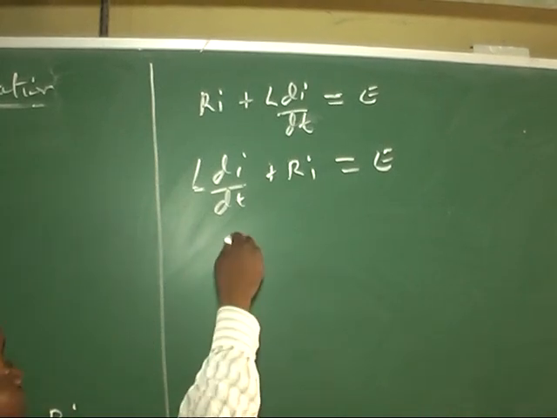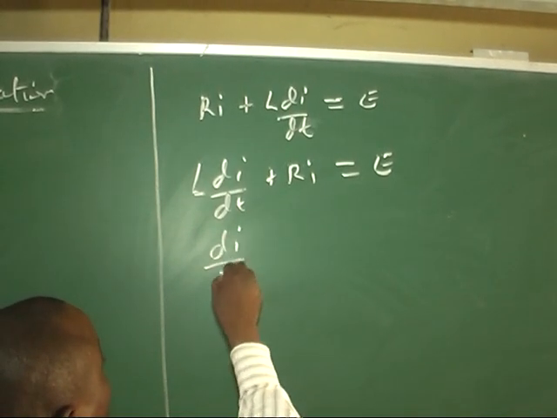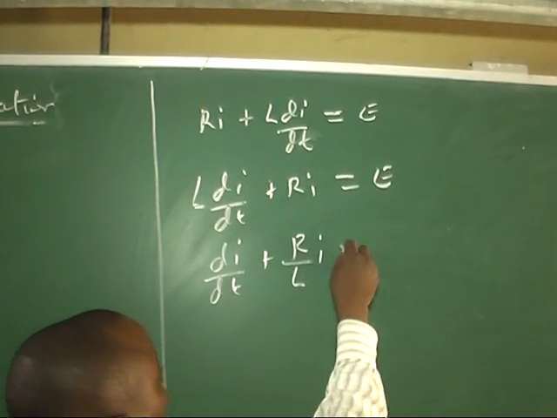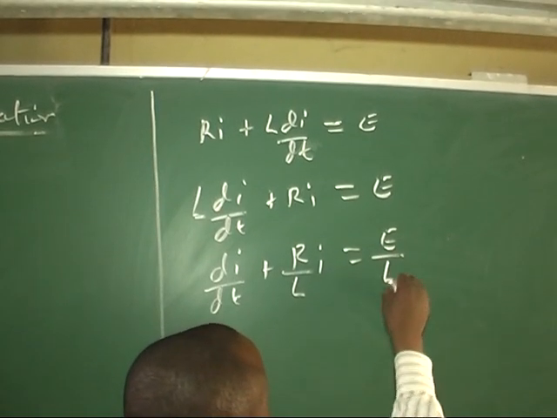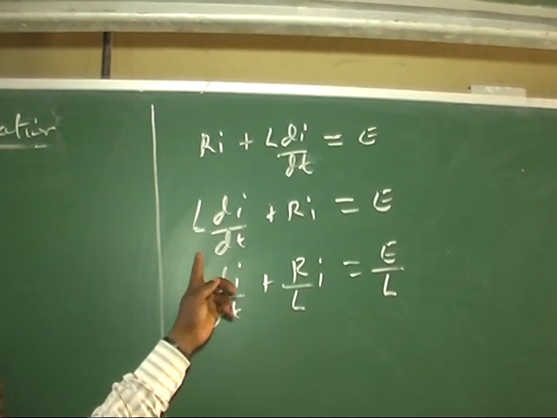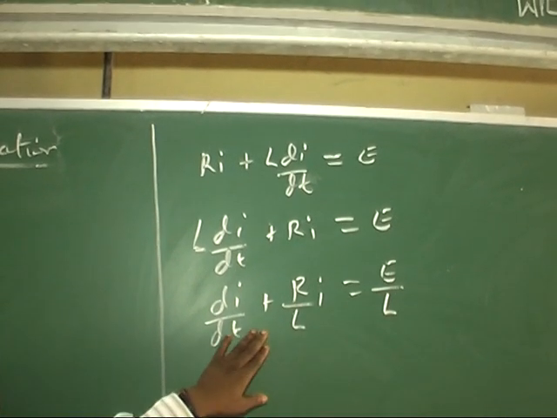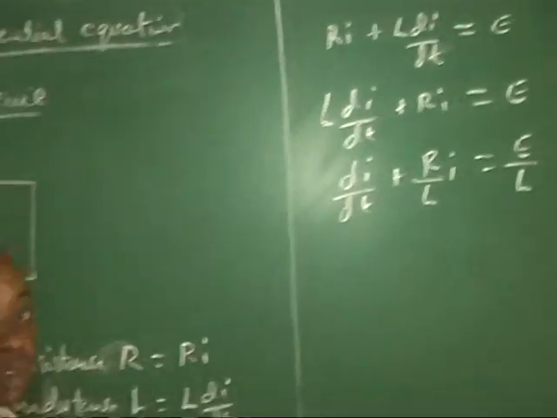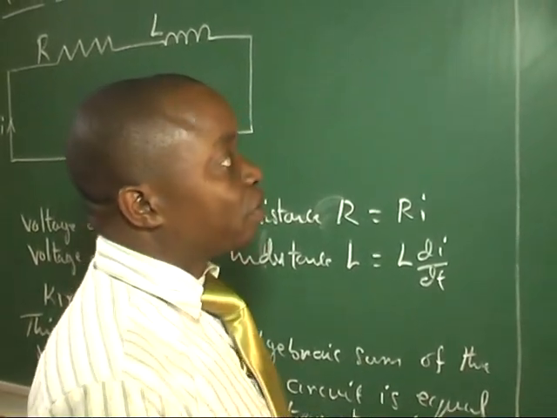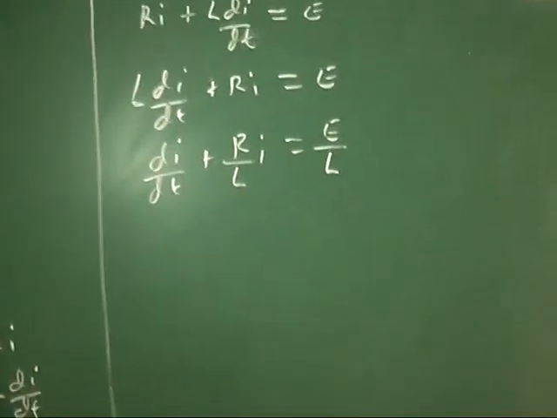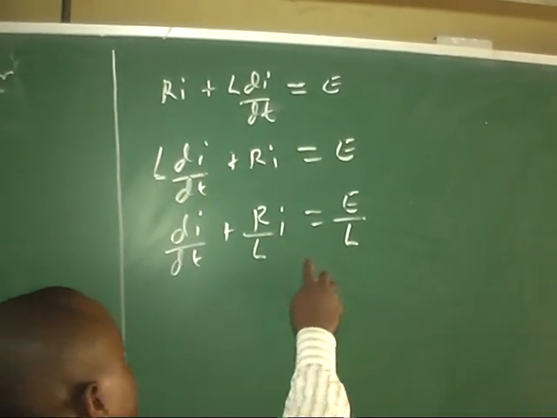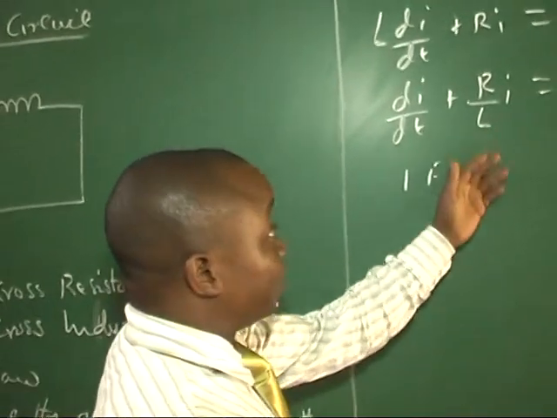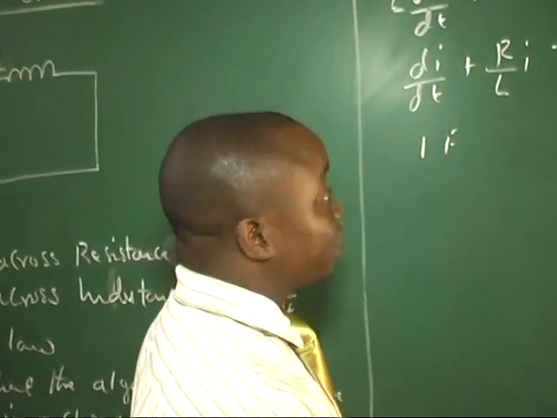Another way to write it again is di/dt plus R/L times I is equal to E/L. You see what I mean? I just divide through by L, and then we see a clear first order non-homogeneous equation. Now, having got this, the next thing we look at is our integrating factor. You know that we normally use an integrating factor to solve a first order non-homogeneous equation.